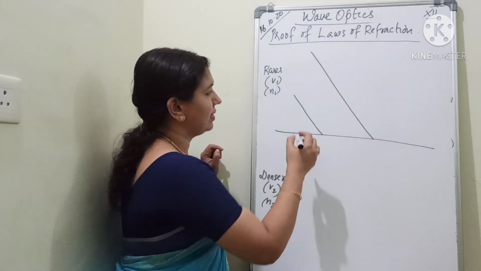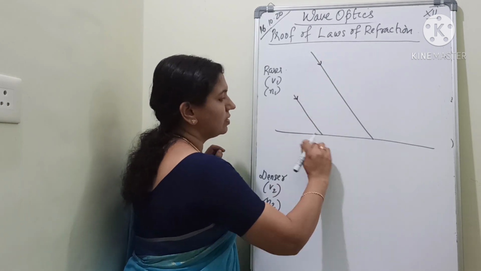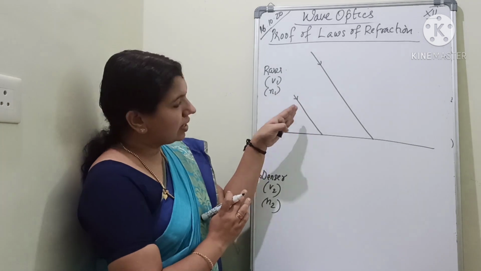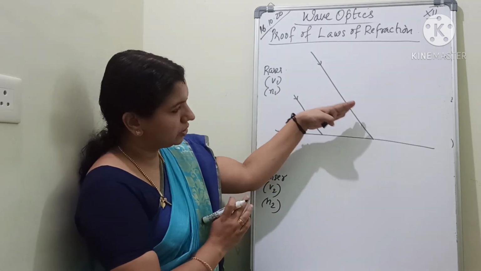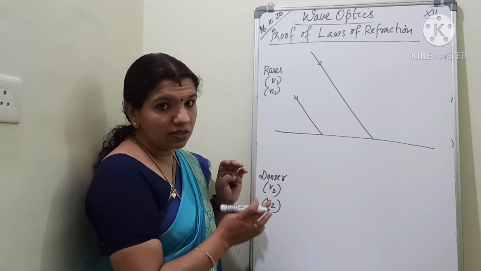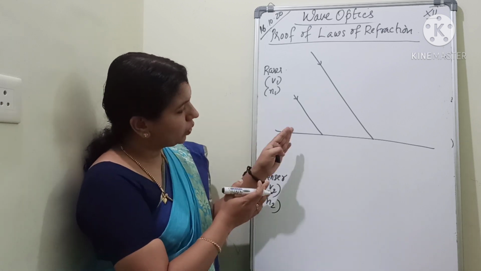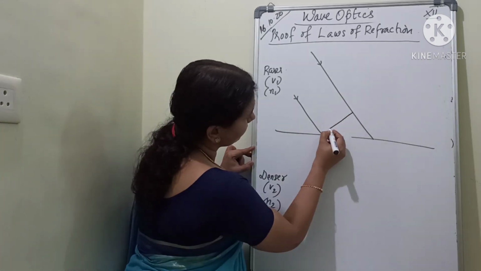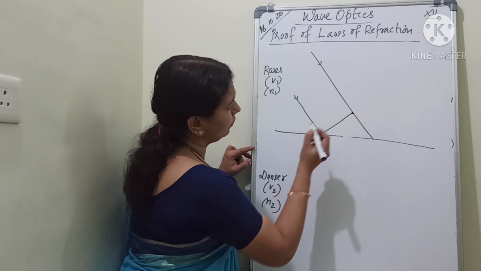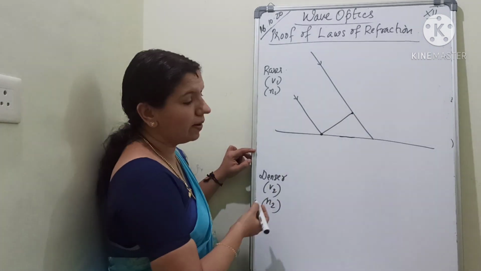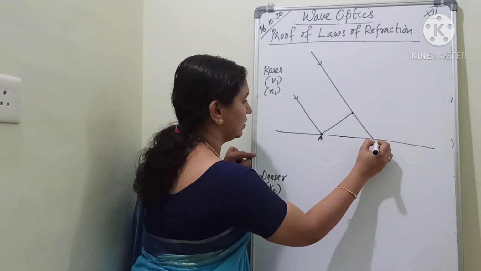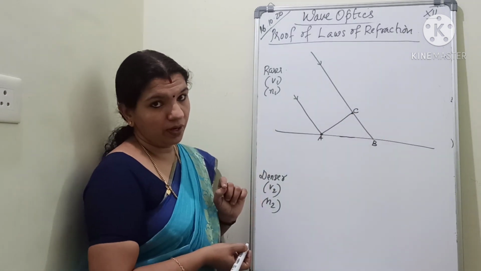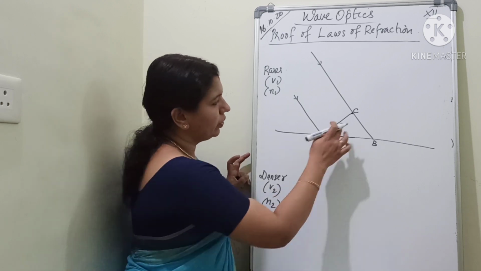Okay, two parallel rays falling on this boundary, and here you know these are the rays. So if you want to draw the incident wavefront, similar to the last proof, you know it is perpendicular to the ray. So I can draw an incident wavefront like this. This is the incident wavefront. Clear? I will name it as A, B and C. So here AC is the incident wavefront. Okay.